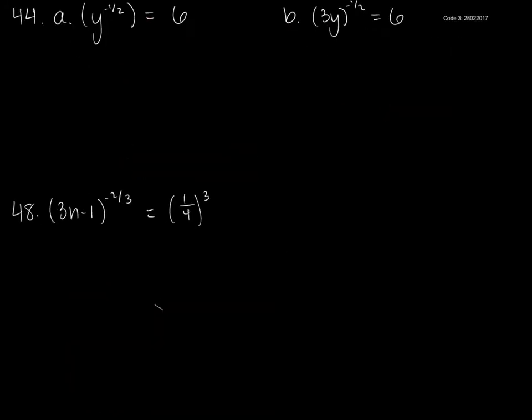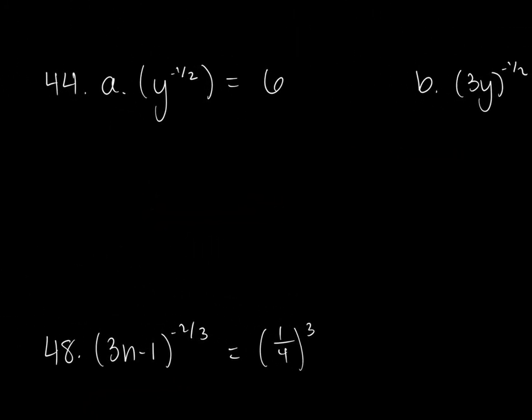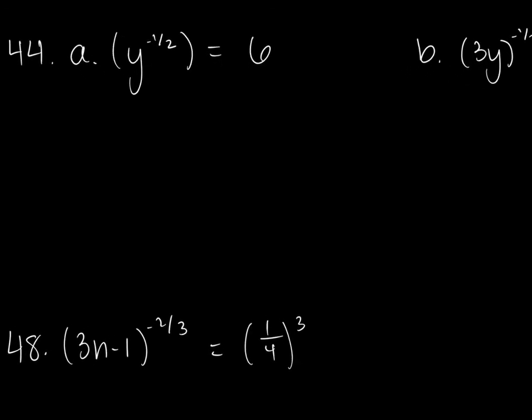All right, 44. Part A for 44 wants us to solve for y, and the equation they give us is y to the negative 1/2 is equal to 6. Now, if I had given you, say for example, 1/4 x is equal to 4, to solve for x you'd multiply by the reciprocal, right? And so you'd get 16. It's exactly what we're going to do, but in the powers this time.